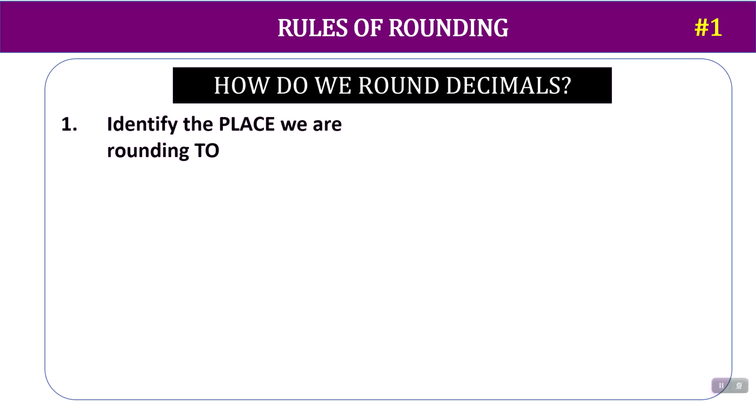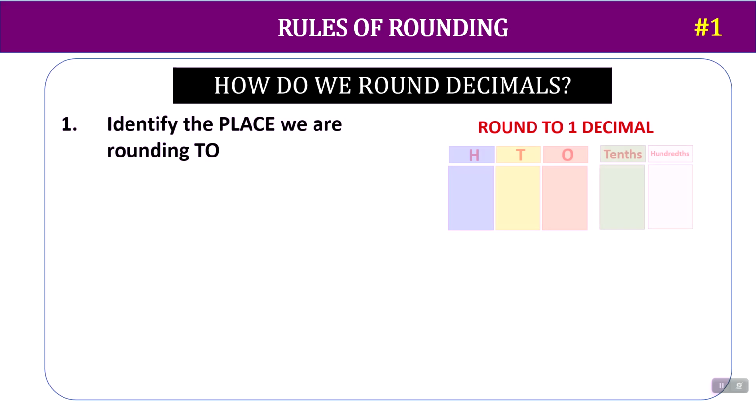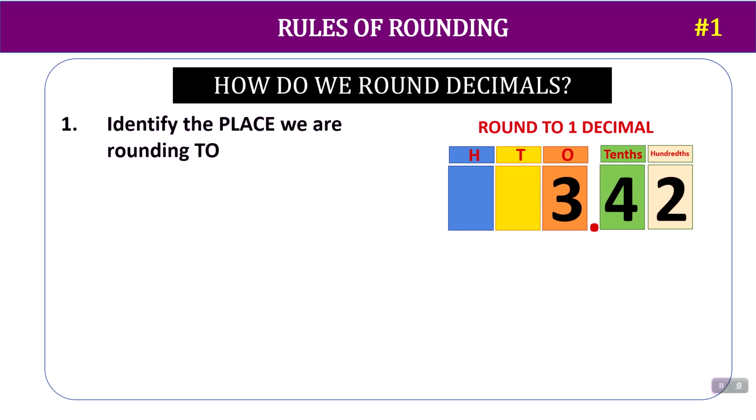The first thing we are going to do is to identify the place that we are rounding to. And in this example, we are going to round to one decimal place the following number, 3.42. If we wanted to round 3.42 to one decimal place, we have to identify what place we're rounding to. That place, the first decimal place, is tenths. Now number 2 says we look at the digit to the right. Here's the digit to the right, that is the number 2.